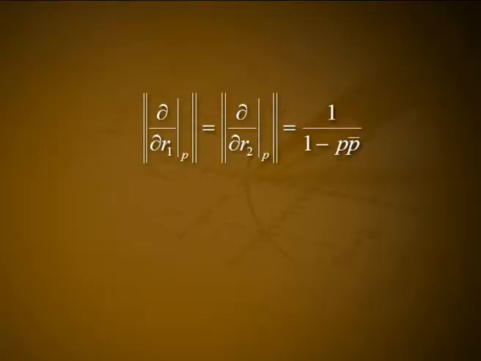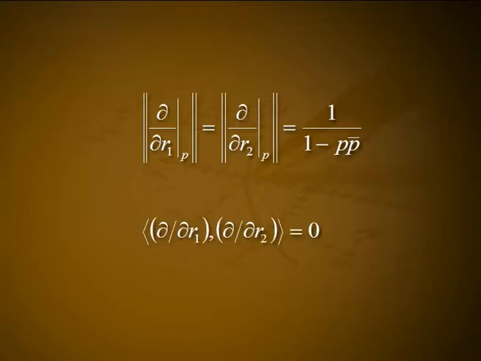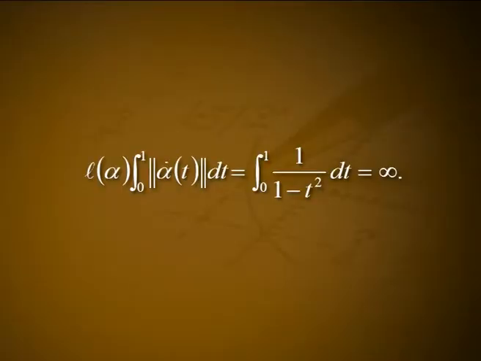Thus, norm of dou by dou r1 at p is equal to norm of dou by dou r2 at p, which is equal to 1 by 1 minus p p bar. And inner product of dou by dou r1 and dou by dou r2 is equal to 0. Note that the radial lines in D through the origin have infinite length. For if alpha from the closed interval 0, 1 to D is given by alpha of t equal to t e raised to i theta for some theta, then L of alpha, the integral 0 to 1 of norm alpha dot t dt, is equal to integral 0 to 1 of 1 by 1 minus t square dt, which is equal to infinity.